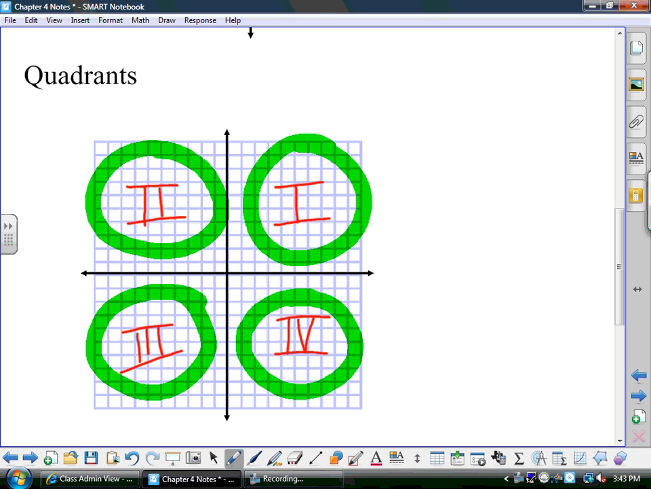Points in the first quadrant are always going positive in the x direction and positive in the y direction. So it's always a positive number, a positive number. In the second quadrant, we're going negative in the x direction and positive in the y direction. So it's a negative, a positive. Third quadrant is negative and negative again. Negative in the x direction, negative in the y direction. Fourth quadrant, we're going positive in the x direction and negative in the y direction. So a positive, a negative.